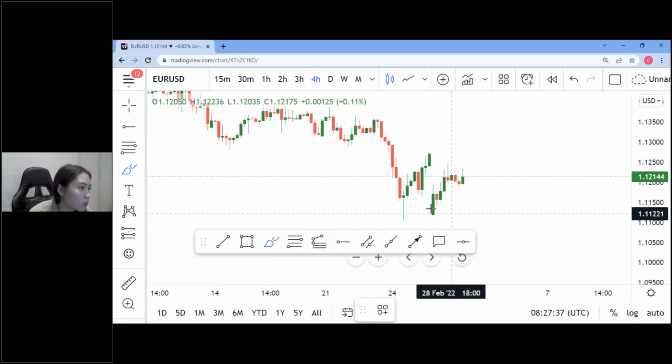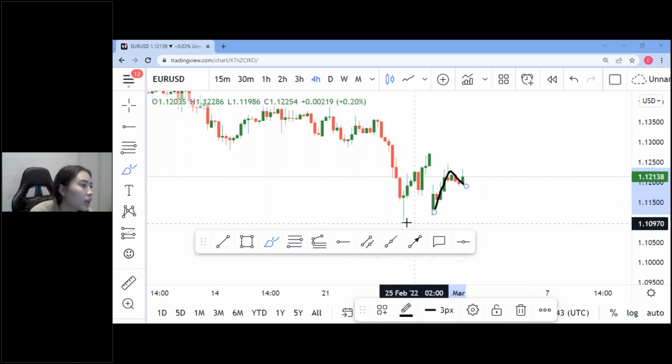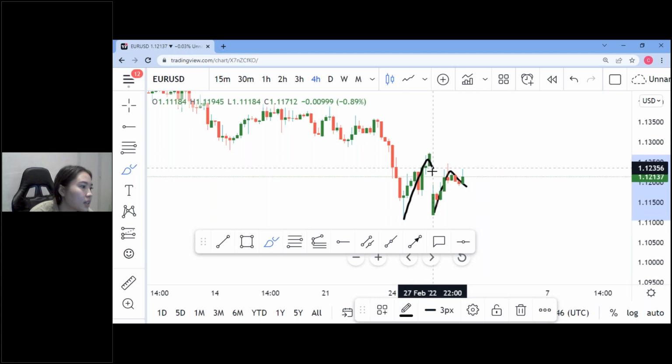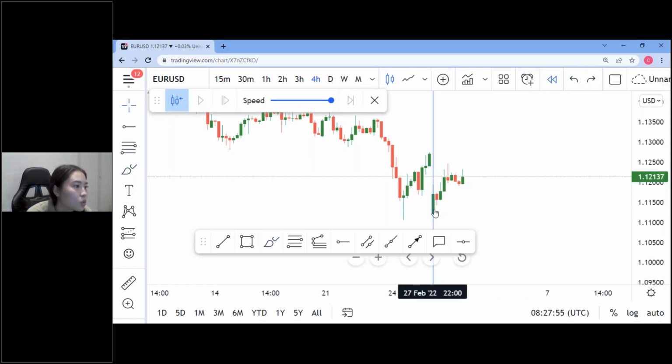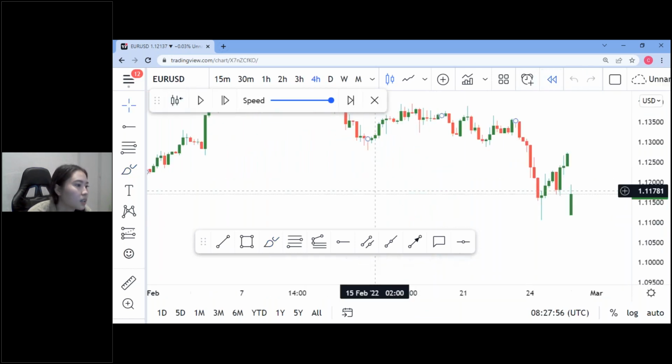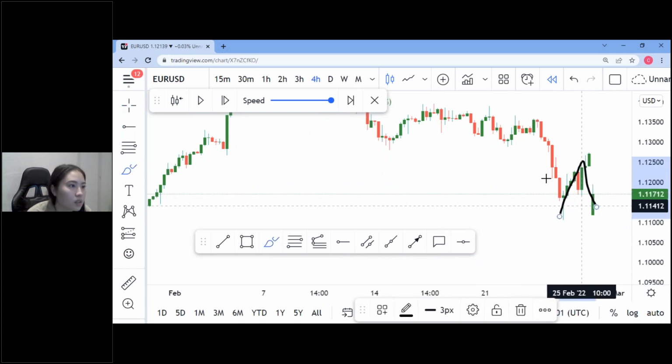There is a Fibonacci retracement here. It's very tiny, but it's there. Okay, there was one here as well. Let's assume that this has not happened yet. Let's use the playback tool. Let's assume this has not happened yet. This would be a Fibonacci retracement.